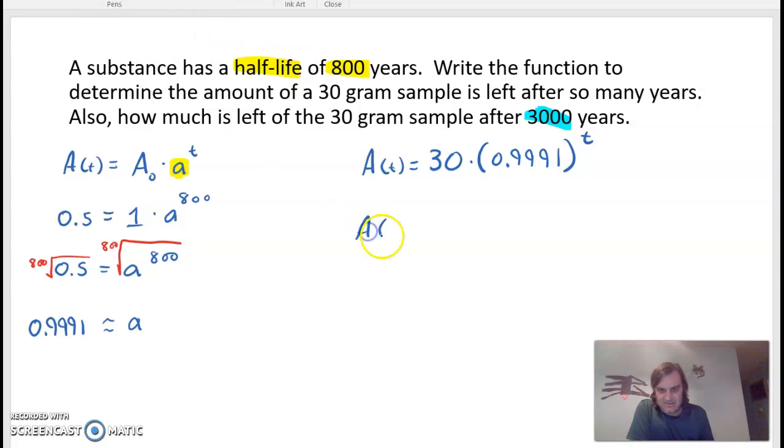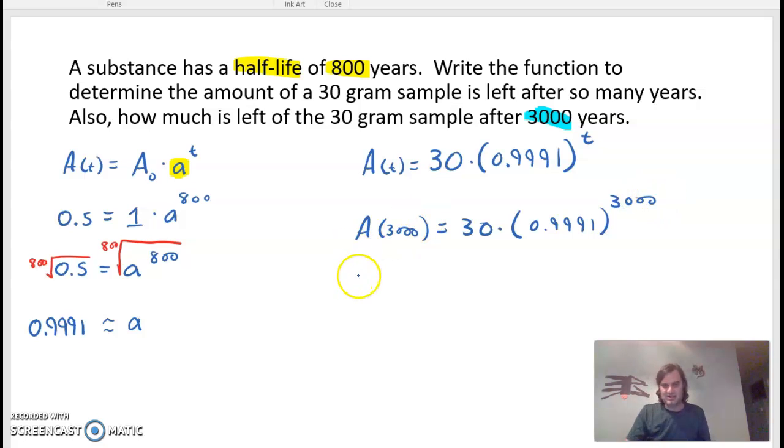So we want A of 3,000. So 3,000 is our input, equals 30 times 0.9991 to the 3,000. So Mr. Calculator is going to be our best friend here. So let's see, 30 times 0.9991 raised to the 3,000. More than I expected. 2.0137, that would be grams.